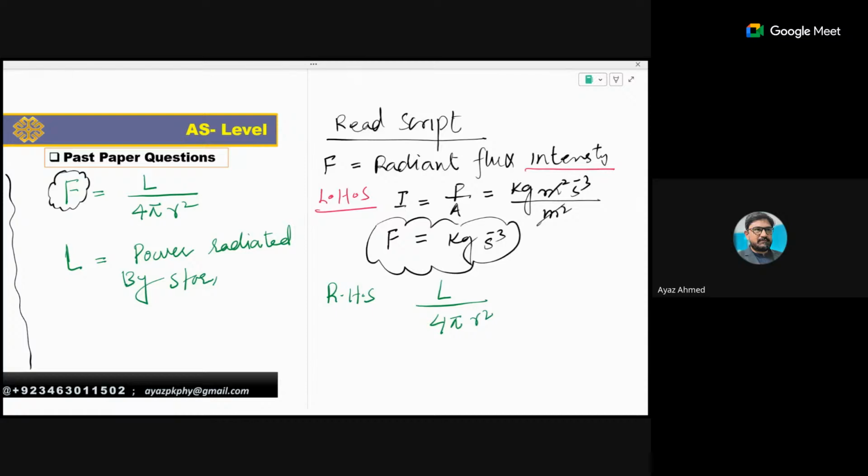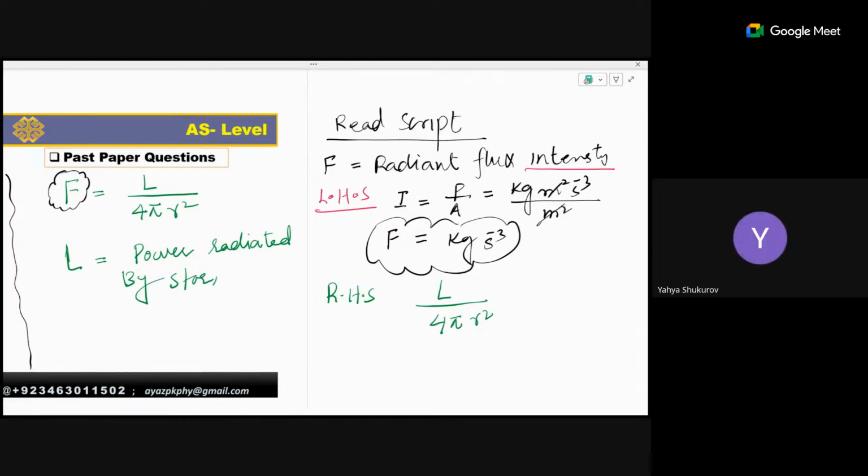Mohsin, what do I have to ignore from here? Sorry sir, please repeat. What do I have to ignore from the right hand side? Length has meter. No, no, no. Anyone else? What do I have to ignore from this equation, which is not of my use?